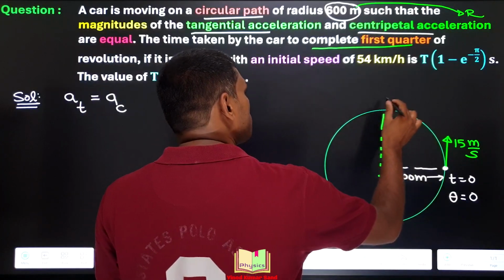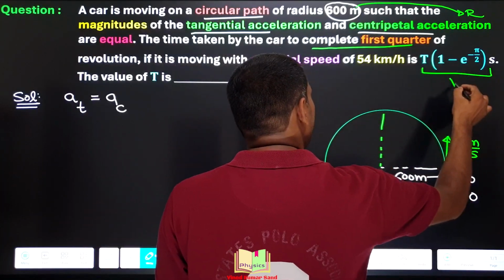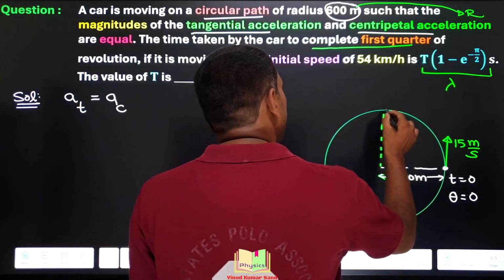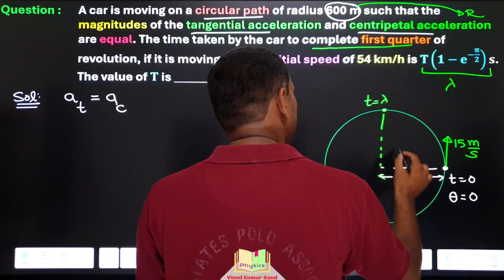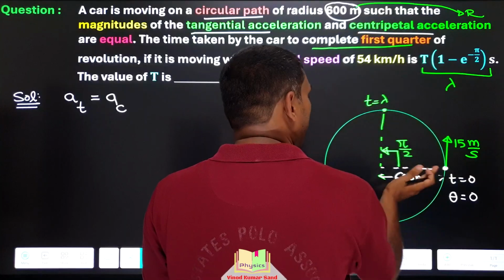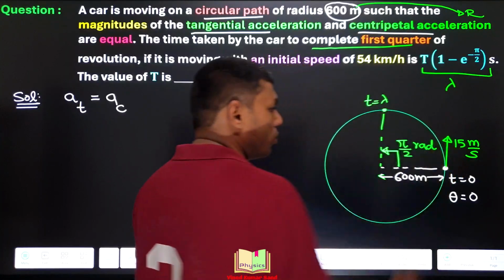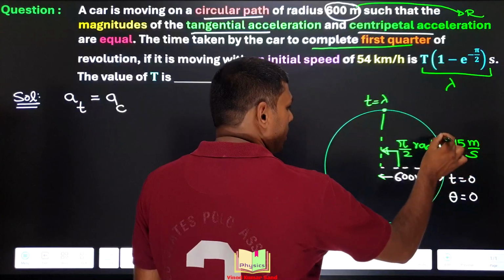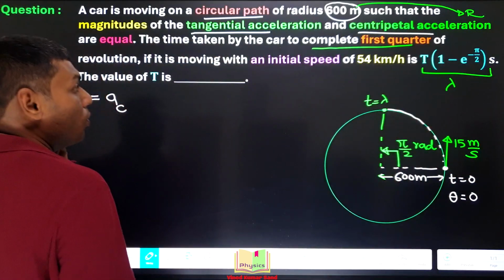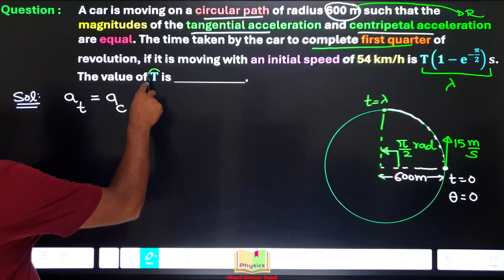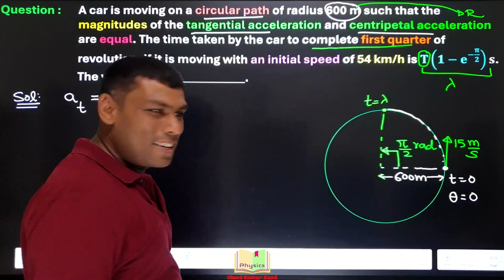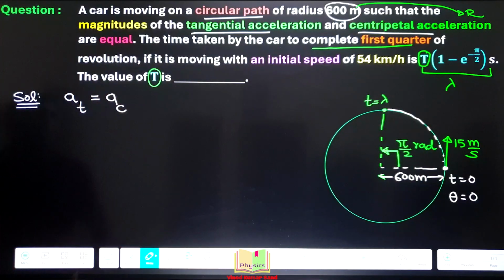After this much interval of time, let's say lambda, because it's a bit lengthy expression. At t is equal to lambda, the particle completes the quarter circle, meaning the angle traversed is pi by 2 radian. The car moves from here to this location to complete the quarter circle. Now, the question is asking us the value of this capital T involved. We have to find its value. So let's start the calculation.